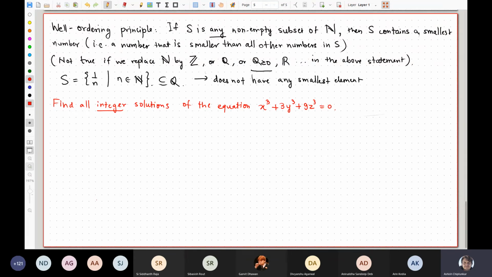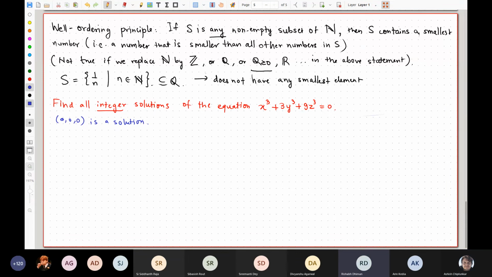Okay, what is an obvious solution of this equation? 0, 0, 0. Good. 0, 0, 0 is a solution. Anything else? I mean, you don't have to give the solution. Even if you give ideas, like the solution must look like this and so on, all those are acceptable.